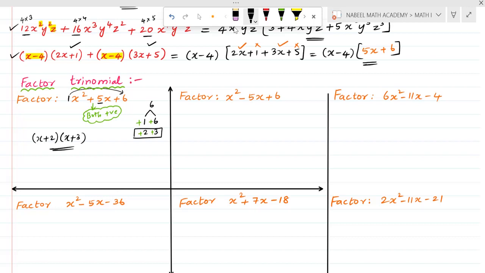Now coming to the next problem here, we have here it is minus. Whenever you will have a minus here, we say both negative. Both the terms are negative, the minus.